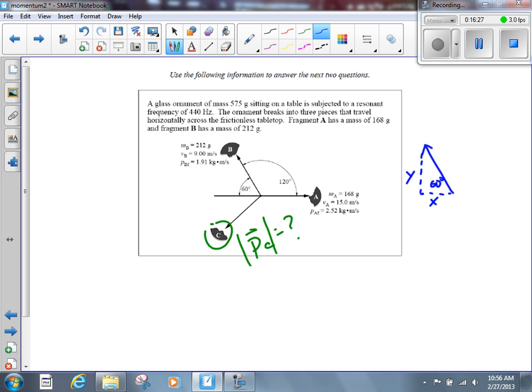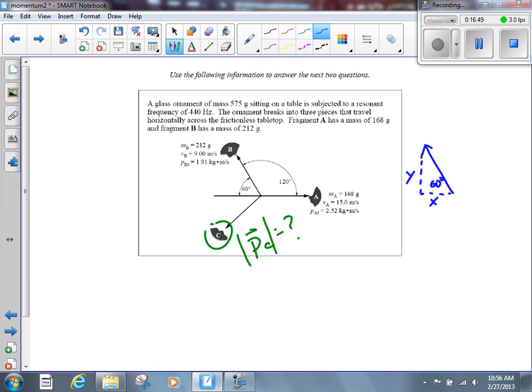Does that make sense? Could we use the 120? We could, and it would work. But my suggestion is to always go with the angle that's less than 90 degrees. If you start going with the angle that's bigger than 90 degrees, then you're going to start getting negatives and positives with your answer when you do trig functions.